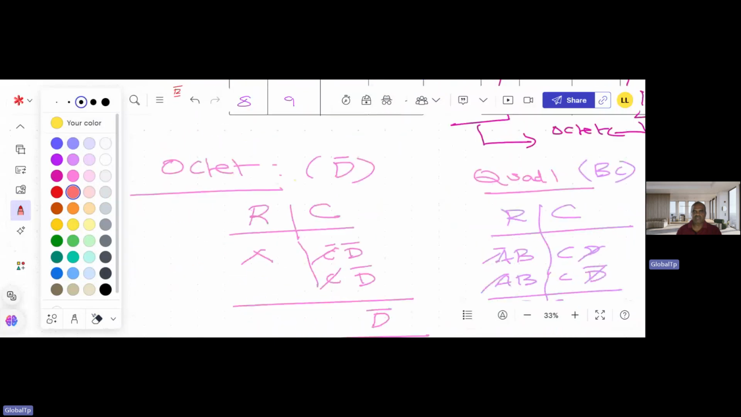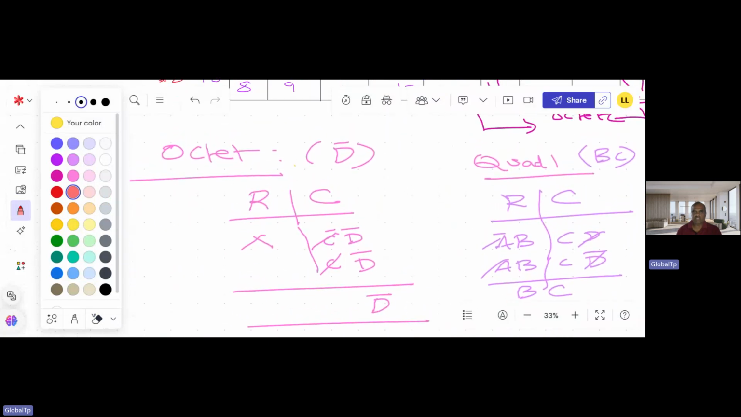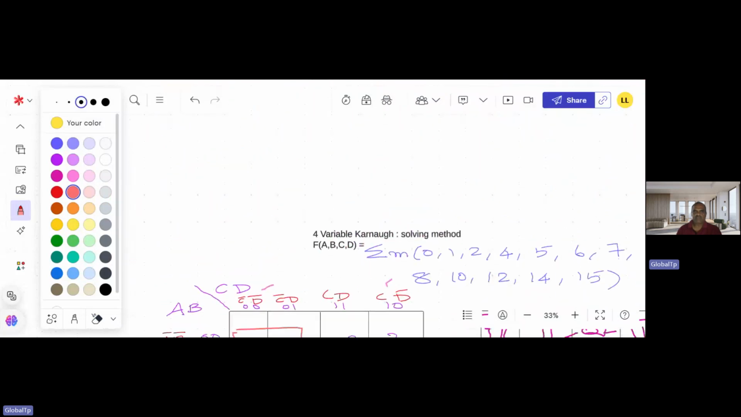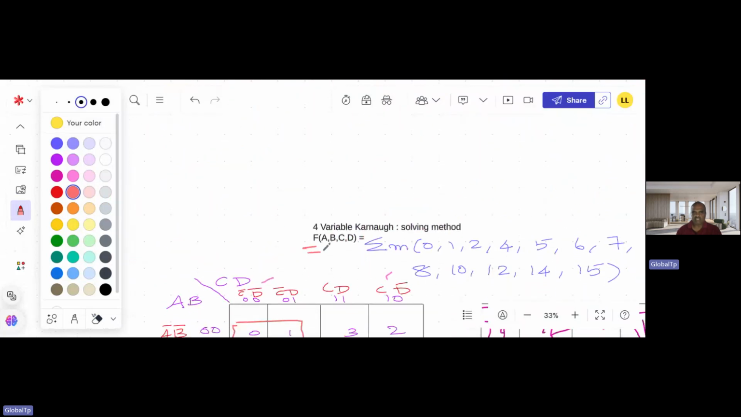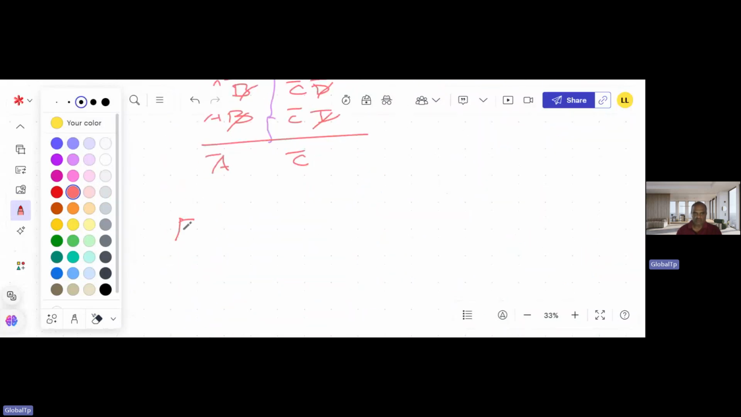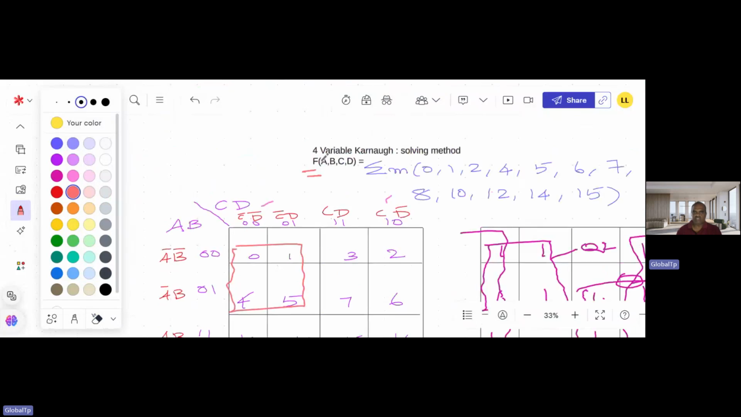That's all now. I will get three things: one from the octet, another is quad 1, and another is quad 2. So the final answer will be here. The function is given as f, so the final answer should be written as f is equal to. If they give y, you have to write y is equal to; if z, then z is equal to. This is called the function, and that function will be your answer.